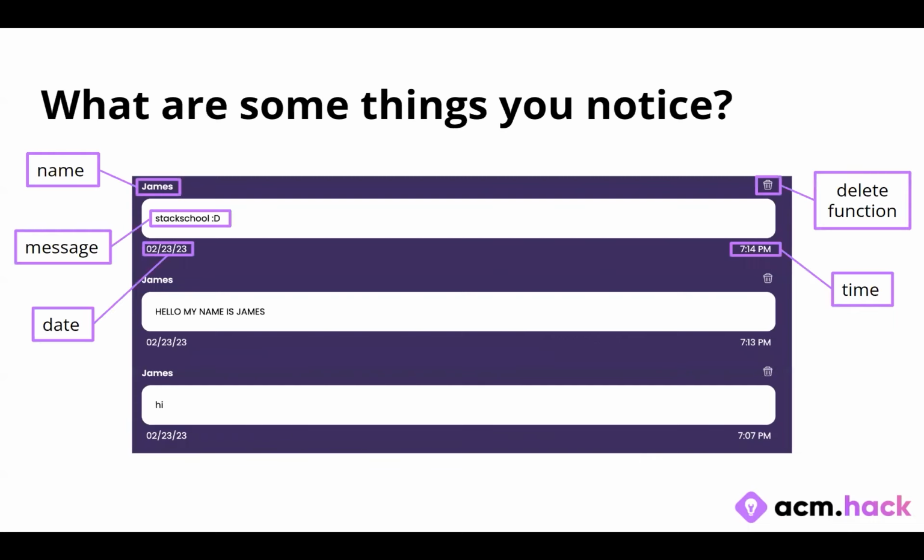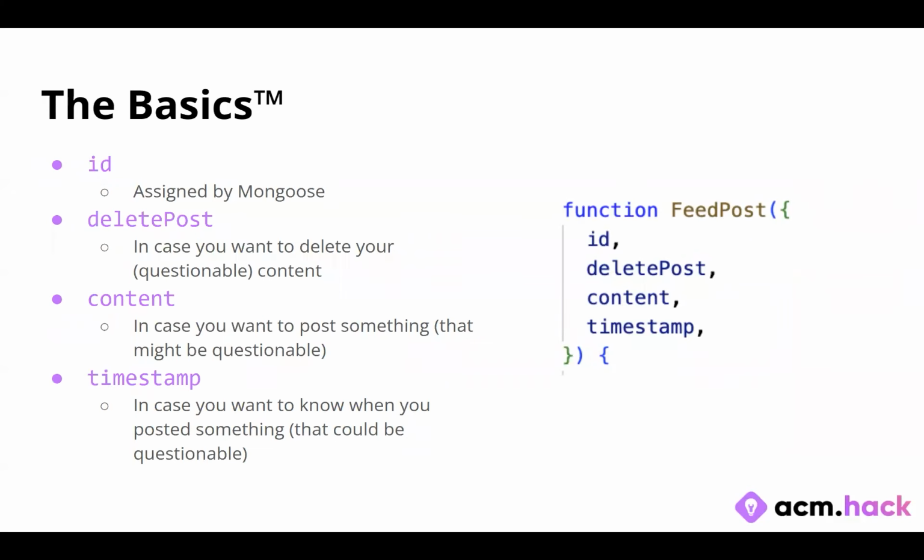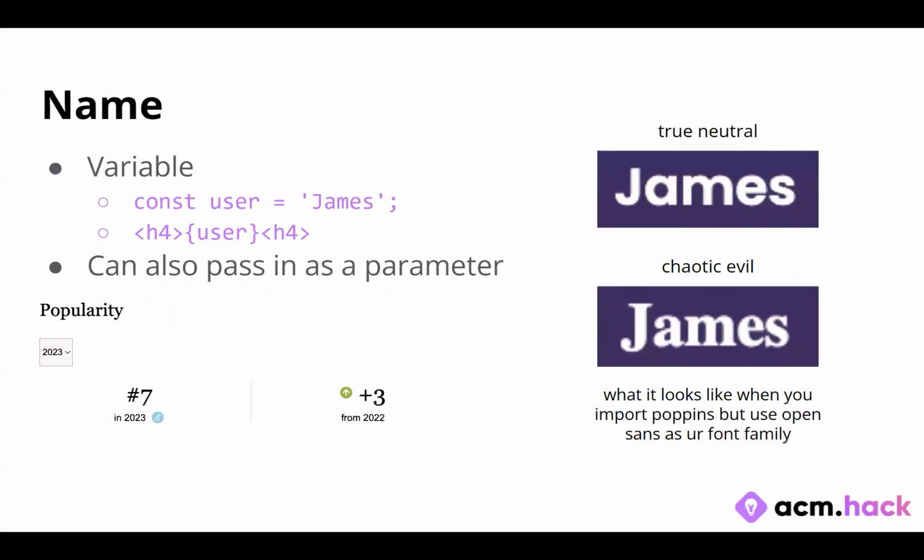Yeah, that's right. So the components to feed post is basically we have a name on top to let people know that you posted something. We have a message, we have a date, time, and a deleting function in case you want to delete the message. So those are the things we're going to be including in our feed post function. So in our feed post function, we want the ID, which is just automatically assigned by Mongoose. Then we want delete post in case you want to delete your content. Then we want content in case you want to post something, and we want the timestamp so people know when you posted your message. So we're going to start with name.